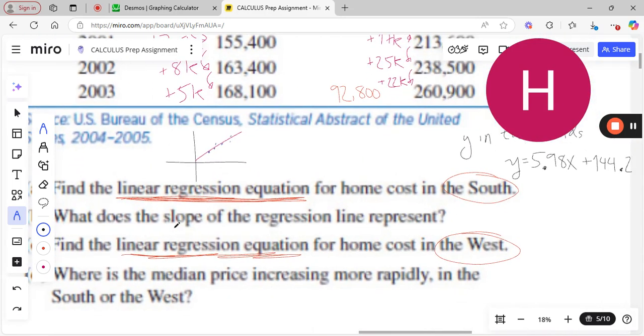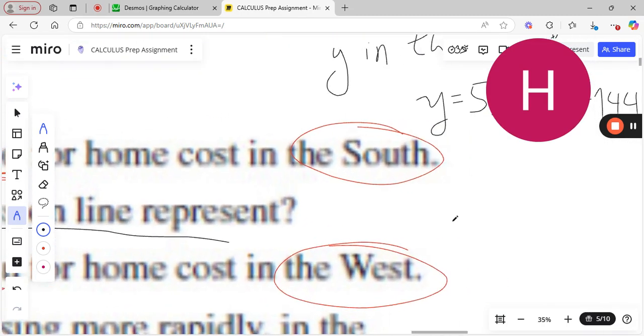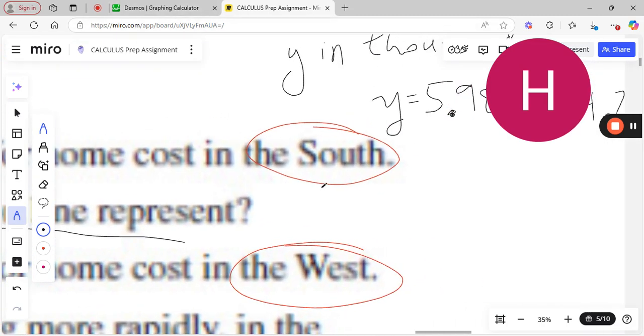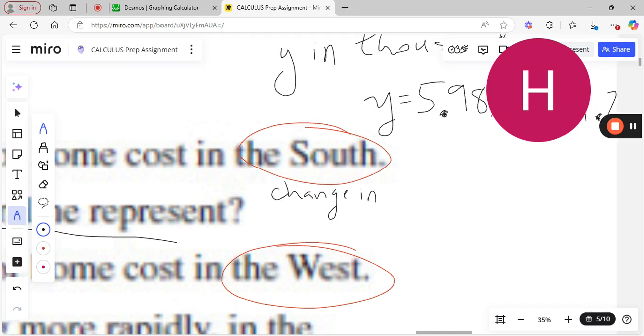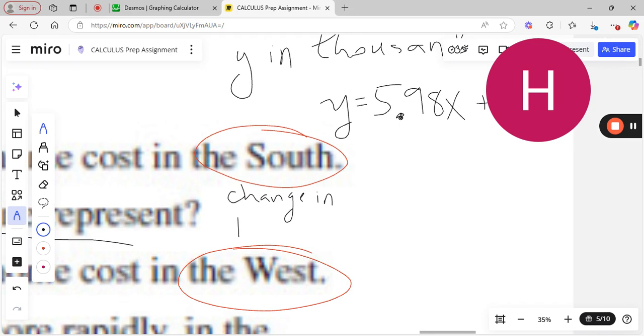Okay, what does the slope represent? Well, the slope is the change in the y value over the change in the x. What do the y values represent? These represent the change in price of single-family home.